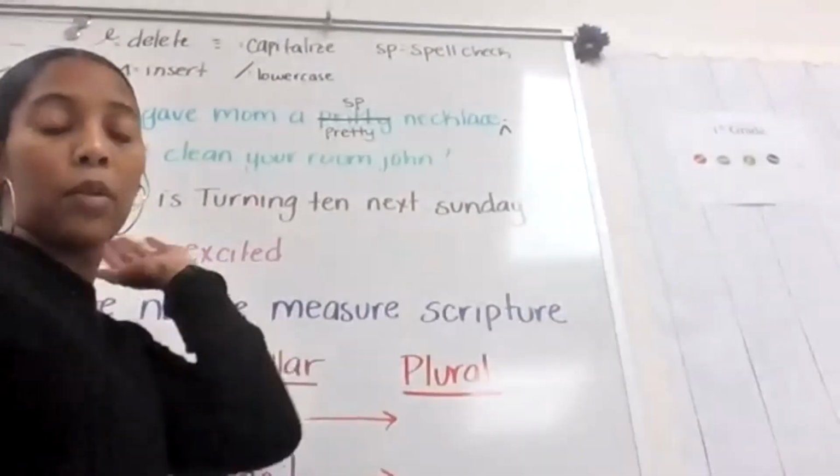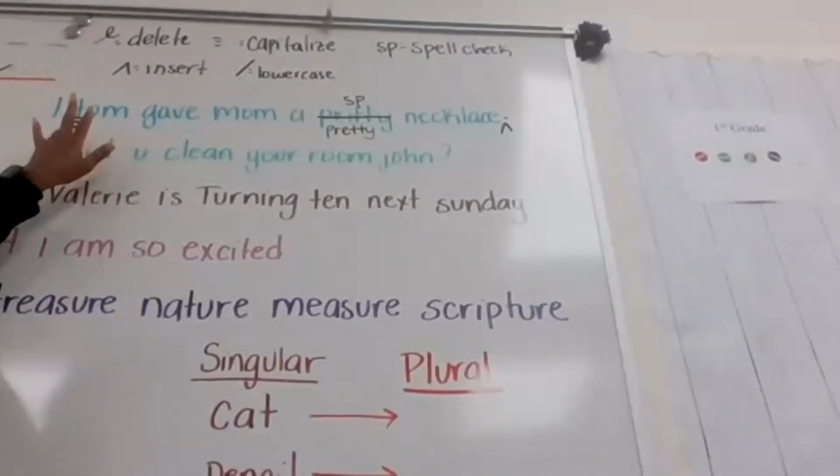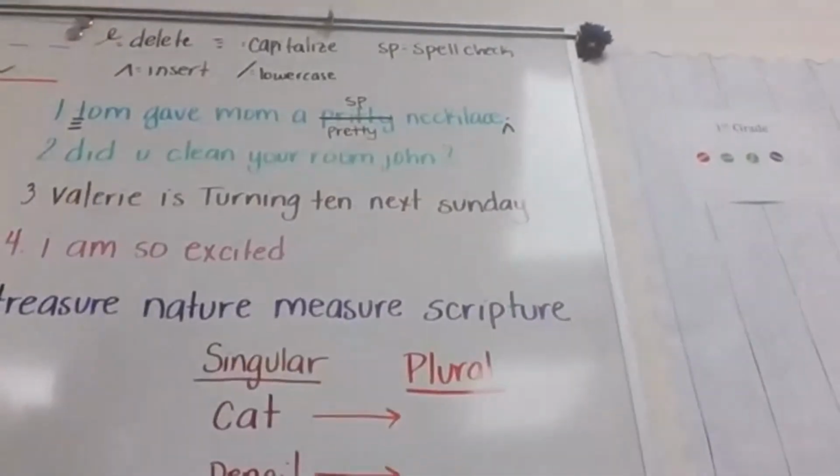Okay, so if you missed something, go ahead and fix it. So we had to capitalize T, that was our three lines. Then we need to spell check pretty and then insert a period. Thank you, Camille and Evan.